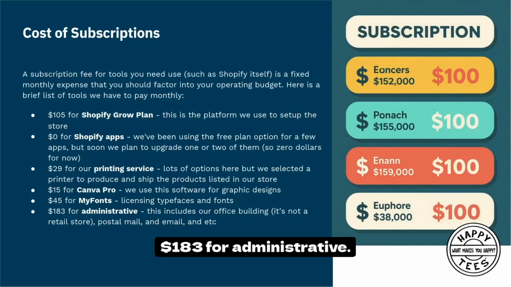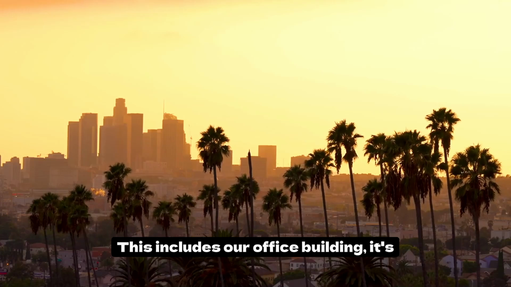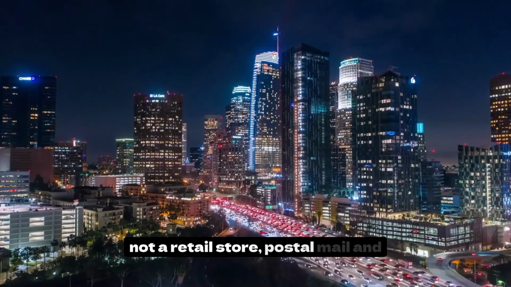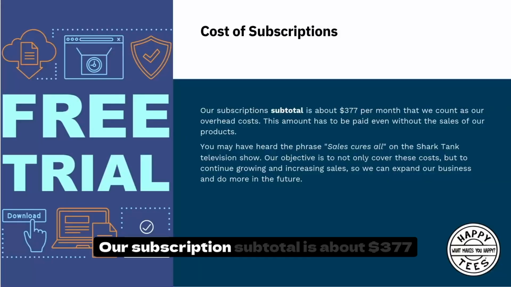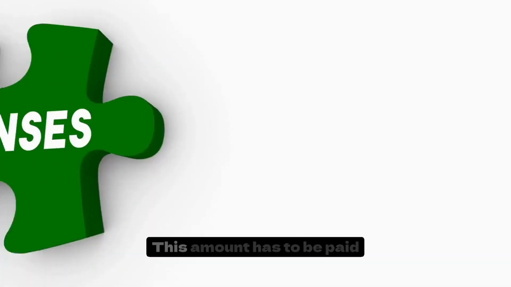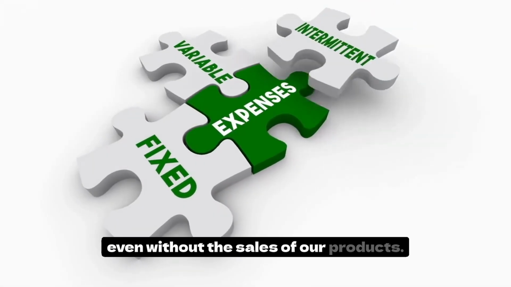$183 for administrative. This includes our office building, it's not a retail store, postal mail and email, and etc. Our subscription subtotal is about $377 per month that we count as overhead costs. This amount has to be paid even without the sales of our products.